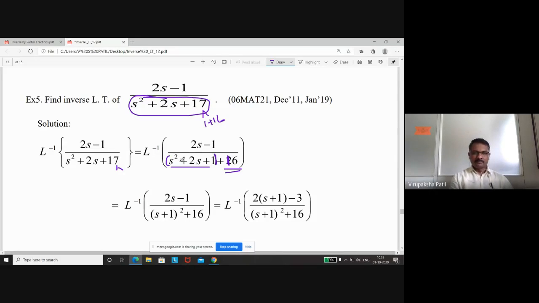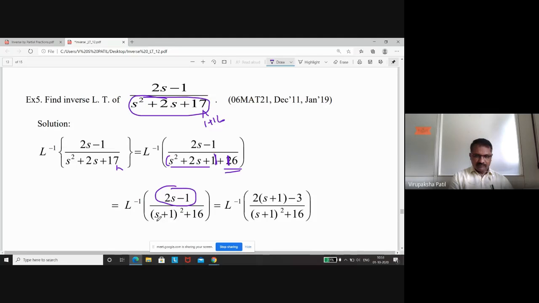So you can write this s square plus 2s plus 1 as (s plus 1) whole square. Don't worry about this numerator. Afterwards, once we convert this in terms of s plus a or s minus a, then we'll think about the numerator. Then this is plus 16 as it is.